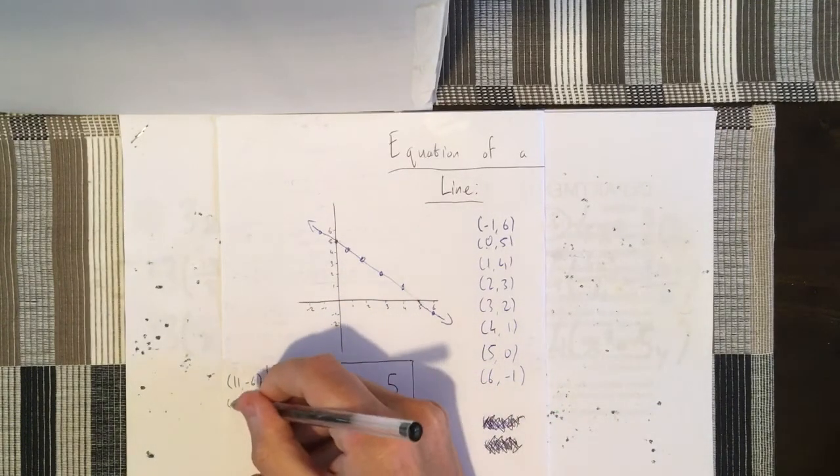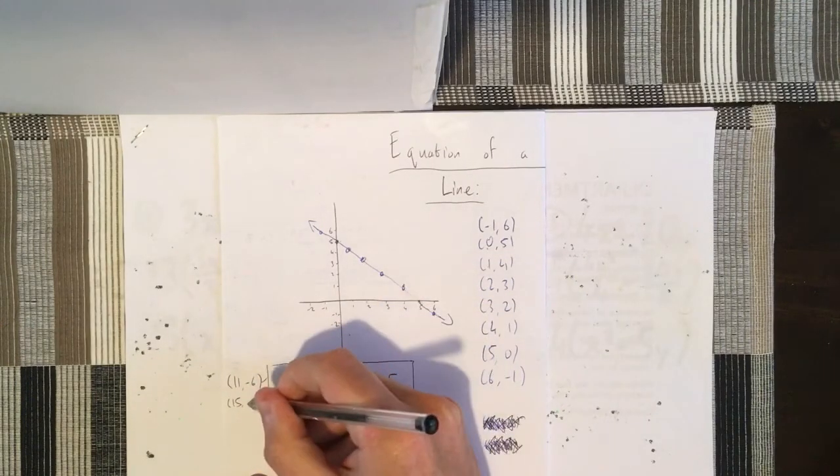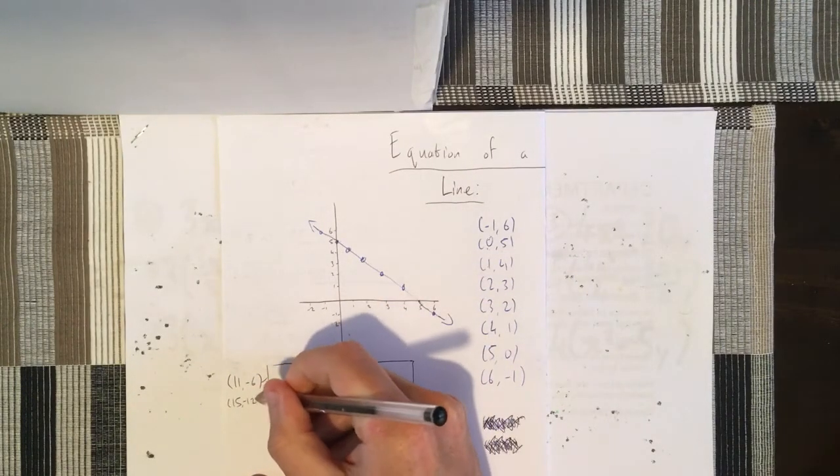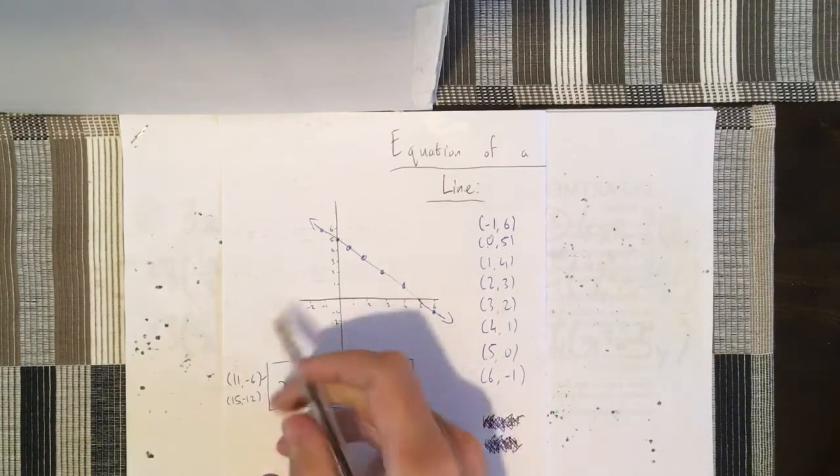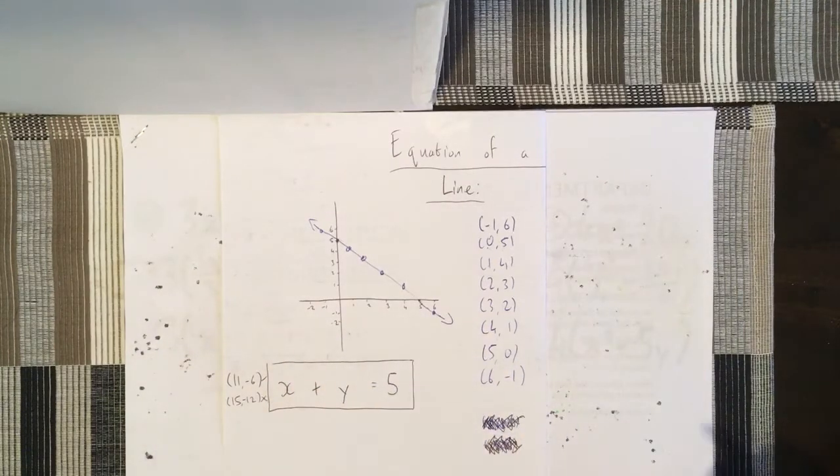All right, let's say 15 and minus 12. 15 plus minus 12 is equal to 3. It's not equal to 5. So that point would not be on the line. Okay, so that's all the equation of a line is. It describes the line in terms of the x and y values of each point on the line.